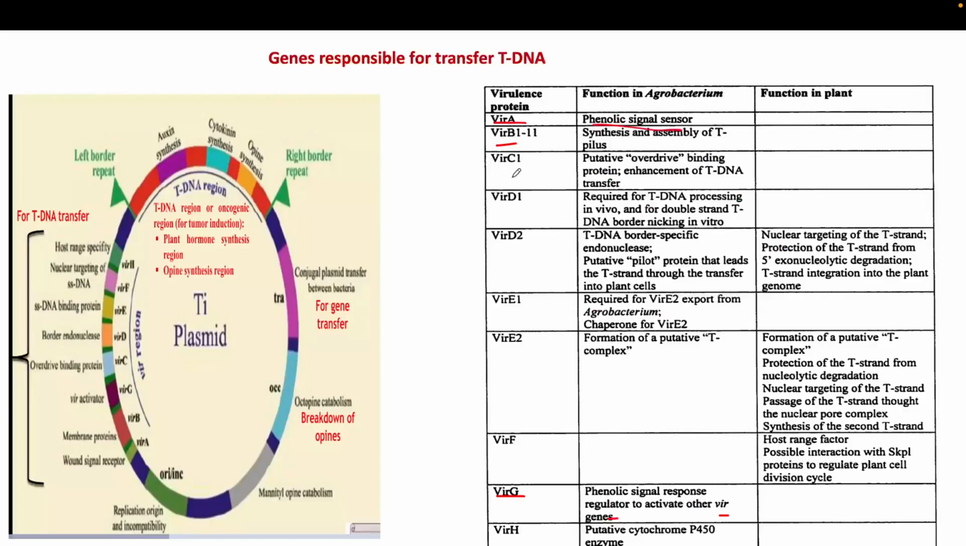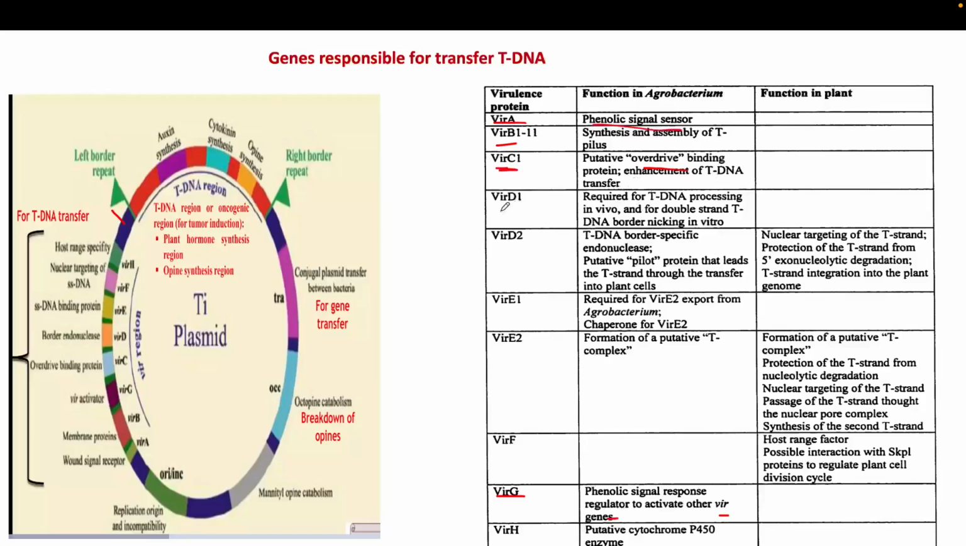Then you have vir C1, which is generally present downstream of the left border sequence. Why? Because C1 acts as an overdrive sequence, meaning it is helpful in the efficient transfer of the T-DNA region from one cell to another. So C1 works as an overdrive sequence and enhances T-DNA transfer.